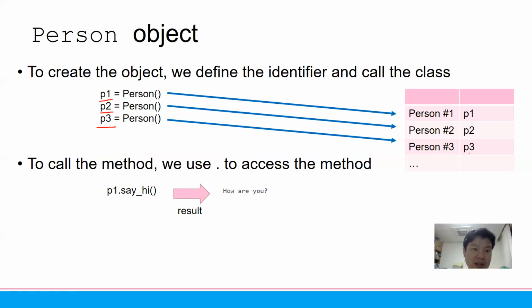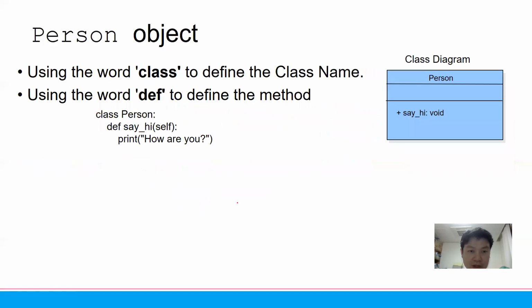And now we just have one method. We call it, this is the method say hi. And in order to access the method, you need to use dot. Okay, so we learned before the dot is to access the function or methods from a class. And the result will be, how are you? Why? Because in this method, you will print how are you.